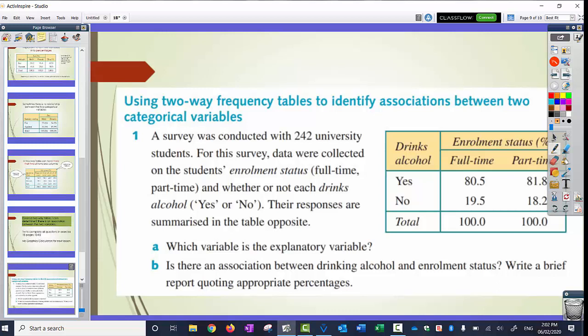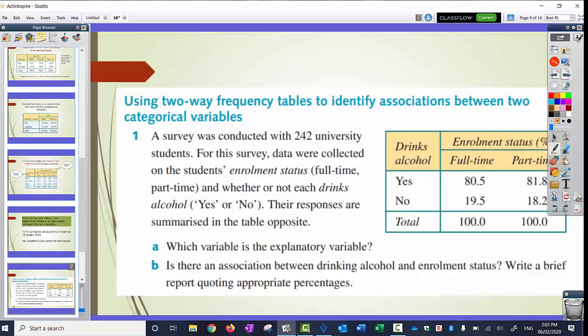Why not? Numbers are pretty close, aren't they? 80.5, 81.8, 19, 18. It has been found that there is no association between enrollment status and drinking alcohol. In other words, you can't go and pick on all the full-time people because they booze too much, or vice versa, because you've got no evidence to do so. So the secret police can't go around arresting people for drinking, whatever. They haven't got any evidence. So that's kind of an answer, which is like a sentence answer.